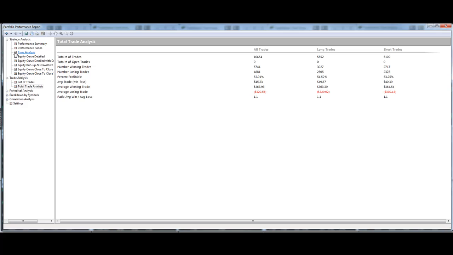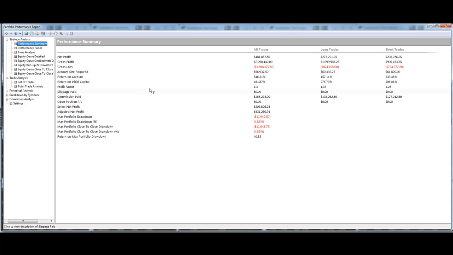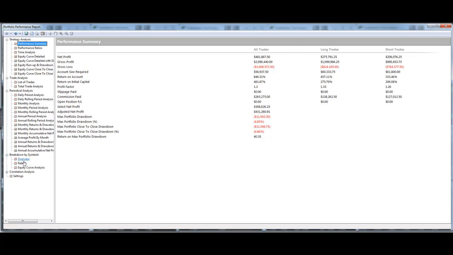You can see all the results here. What is the max drawdown? 11,942.50, which is matching closely with our equity curve calculator. They have periodical analysis, breakdown by symbols, ratios, equity curve analysis, all kinds of things you can do with this back tester. But it always validates.